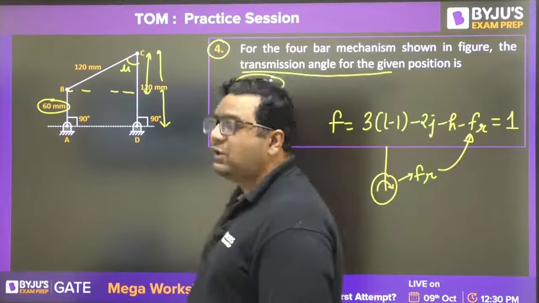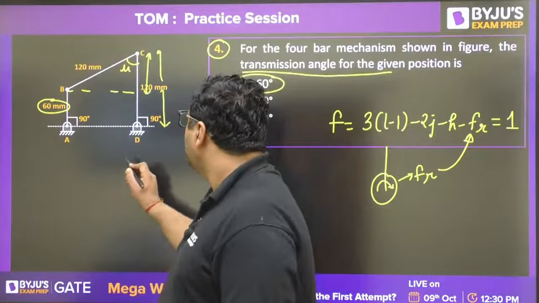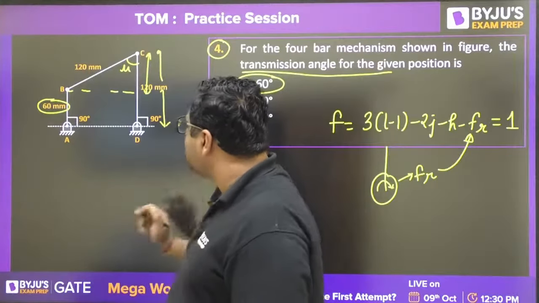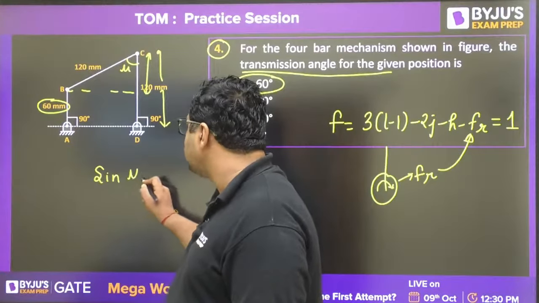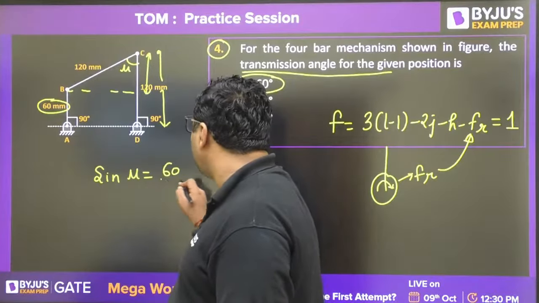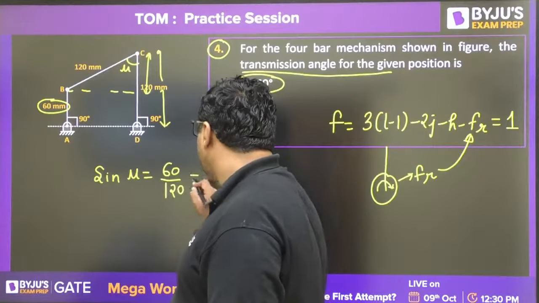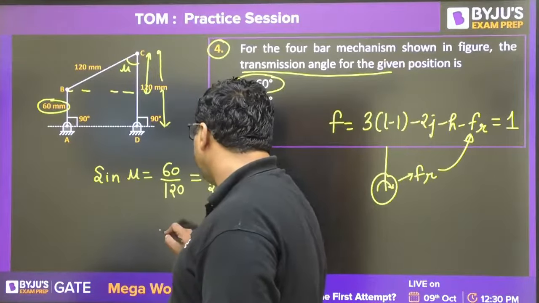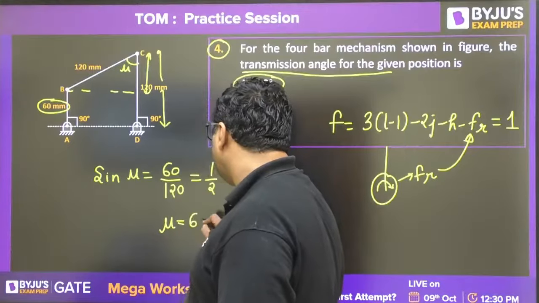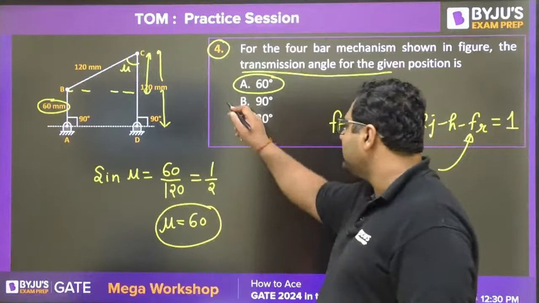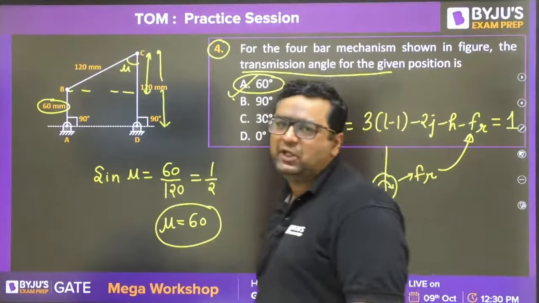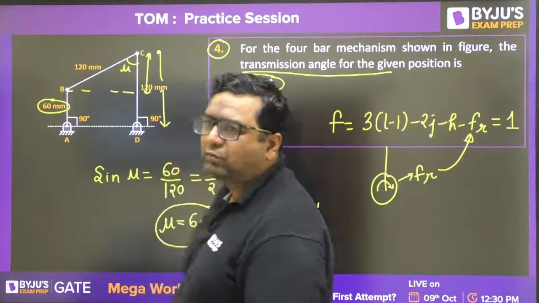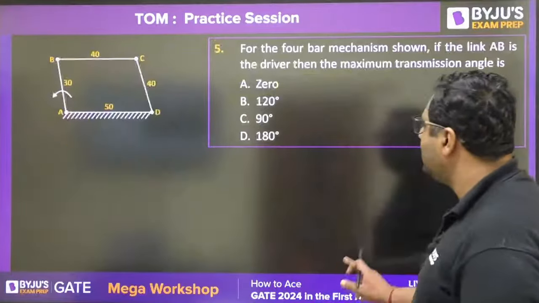Because when we are talking about this angle, you see this total is 120, this is 60. So we can write sine mu as 60 by 120, so this will be 1 by 2. So you will call mu to be 60 degree. So the answer will be coming out to be 60 degree. A is correct. This question can come in HPCL and BHEL both. Very good, Money. Moving to the next question, guys.